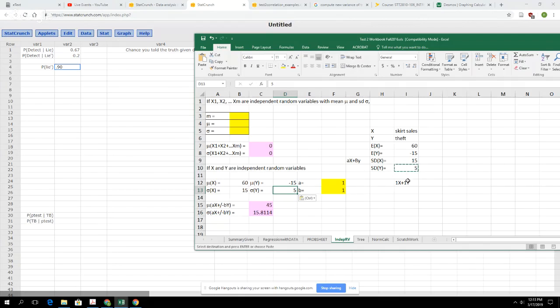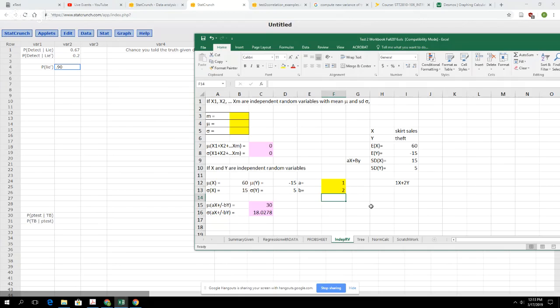So let's say it's a little more complicated than that. Let's say I realized that my theft was twice as high as I thought it was. So I'm going to have to multiply everything by 2. Now I would change this b to 2, hit enter, and it's going to automatically update everything I just did. So when you're adding two random variables, here's how I would do it.